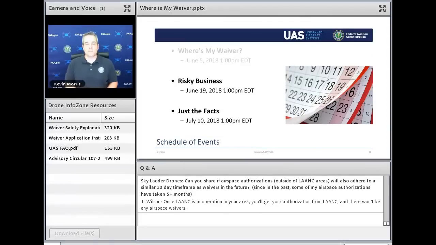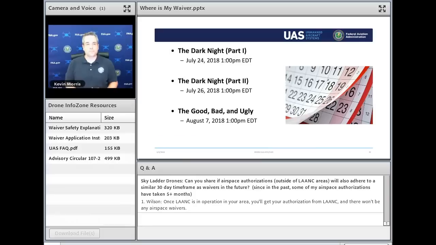So I want to touch a little bit on the scheduled events here as we move forward. We completed the Where's My Waiver here today on June 19th. It'll be Risky Business, followed by Just the Facts, where we're going to talk about specifically what information we should be looking for in the waiver application. And then we're going to get into actual waivable rules and trying to address, starting with the most commonly requested waiver, which is the daylight waiver. So we're going to do a two-part series on the dark night, where we're going to discuss the waiver safety explanation guidelines and move through that process, specifically focusing on people that want to fly at night that are requesting a daylight waiver.